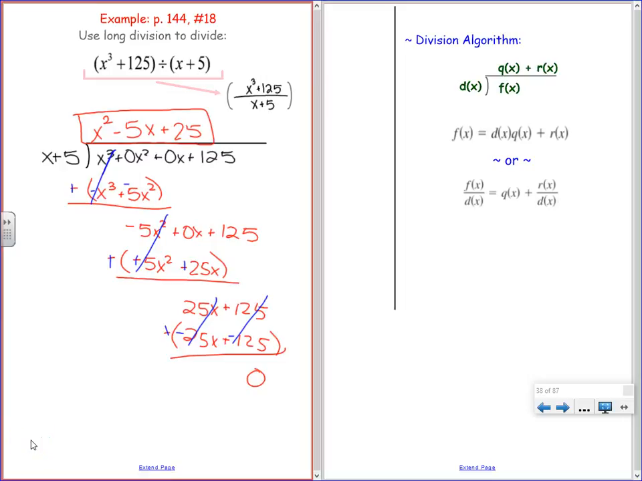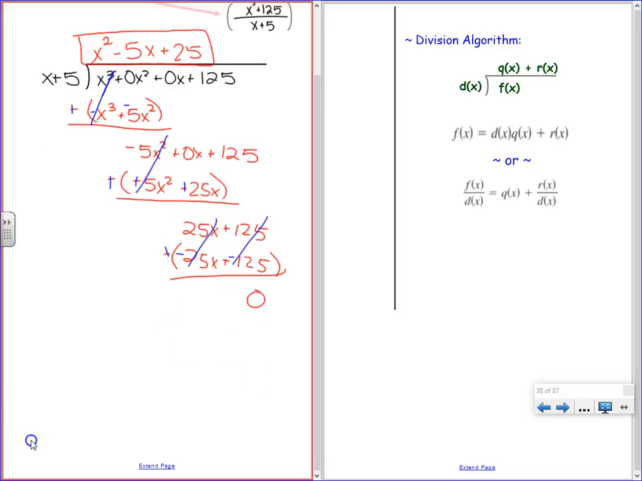Okay, so, just kidding. This is the example we ended on yesterday. It works out perfectly, it works out evenly, which means x plus 5 is a factor of x cubed plus 125. And more specifically, I can actually write x cubed plus 125 all over x plus 5 as x squared minus 5x plus 25 times x plus 5 over x plus 5.